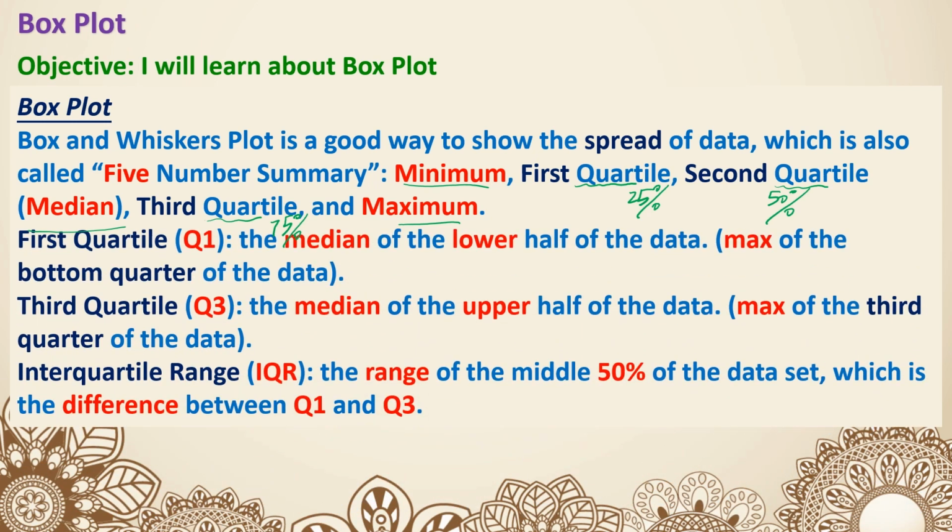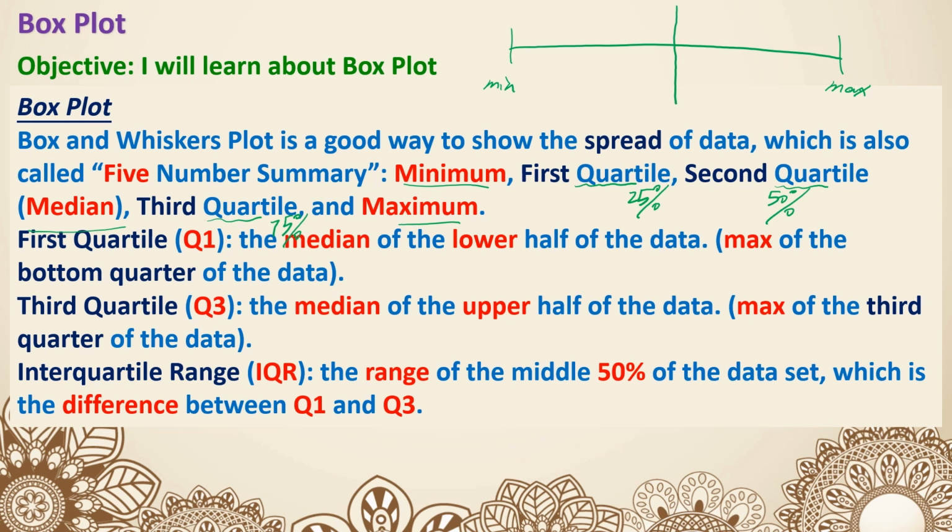So here they are. First quartile, we use Q1 to represent. That is going to be the median of the lower half of the data or the max of the bottom quarter of the data. Third quartile, Q3, is the median of the upper half of the data or the max of the third quarter of the data. So let me quickly draw a little diagram. Let's say this is all the data. We have the minimum and we have the maximum.